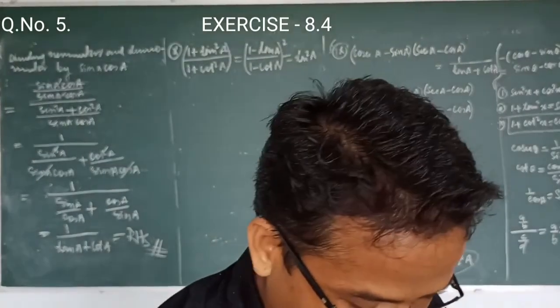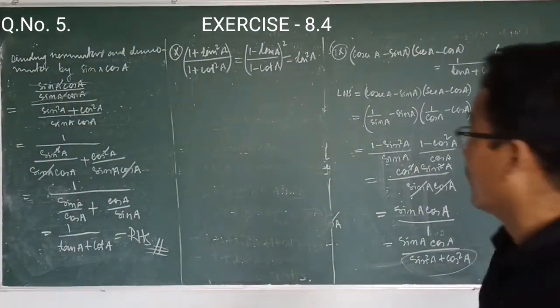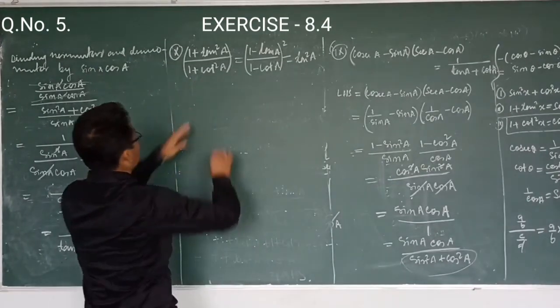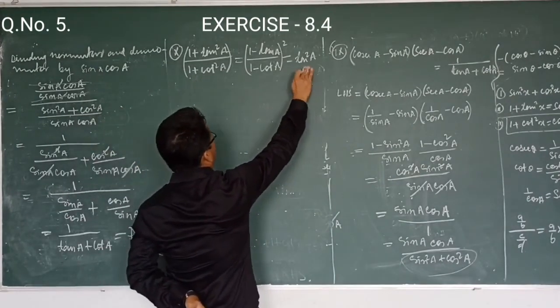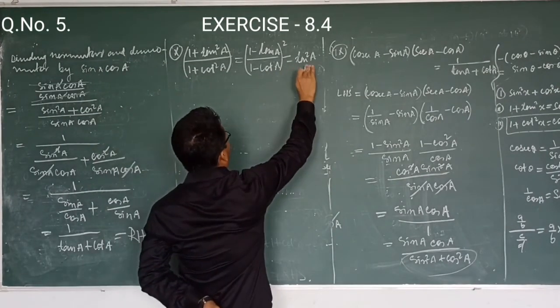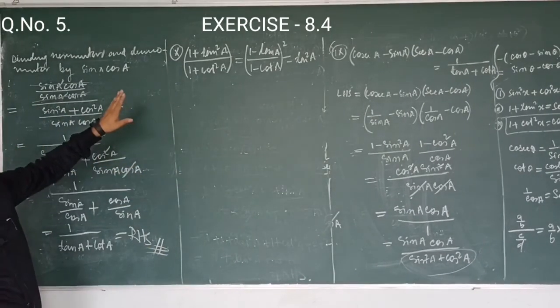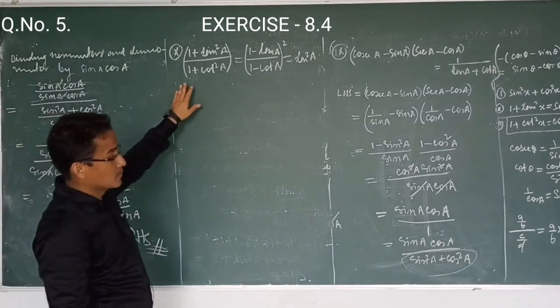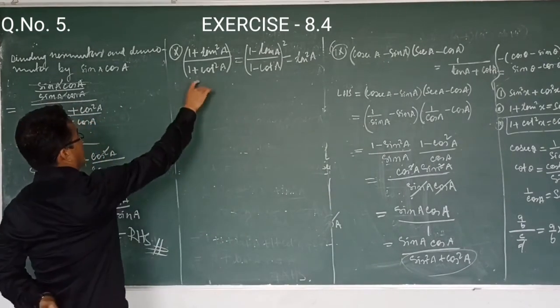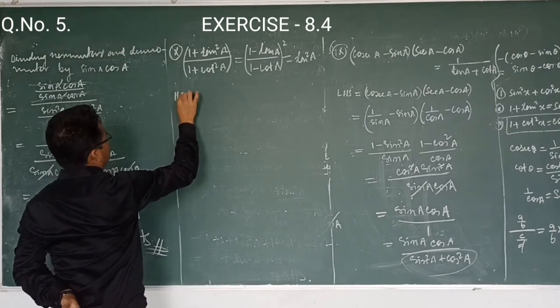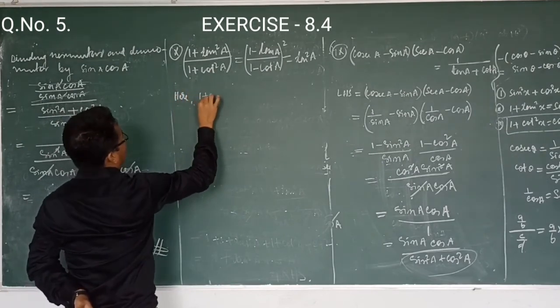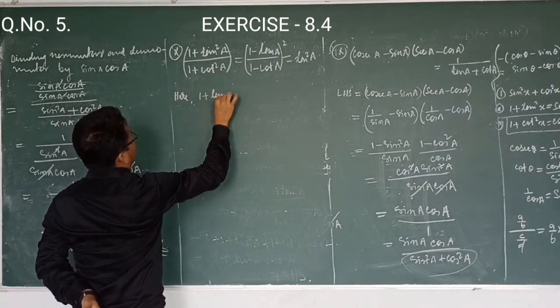Okay, so first we take this and prove this, and second we take this and prove tan²A. So this is question number 10. Let's see, here I will take this: 1 + tan²A.